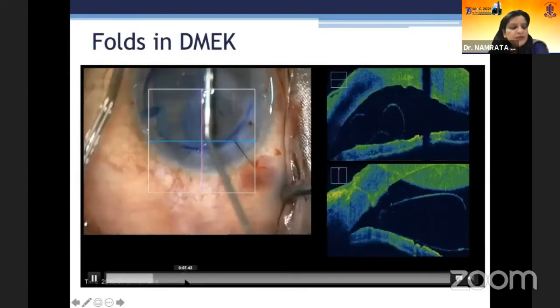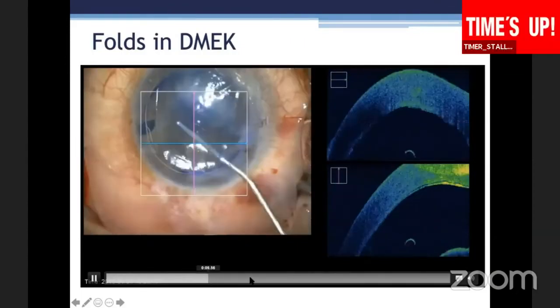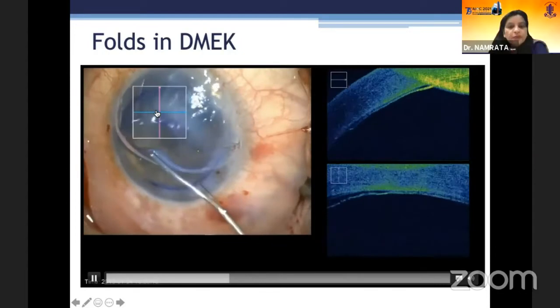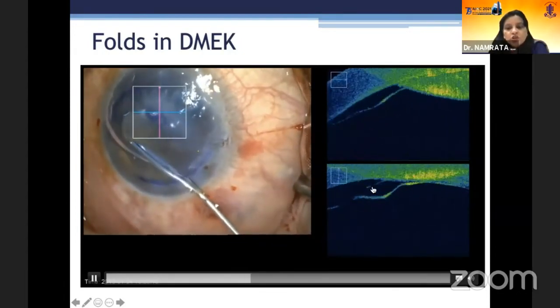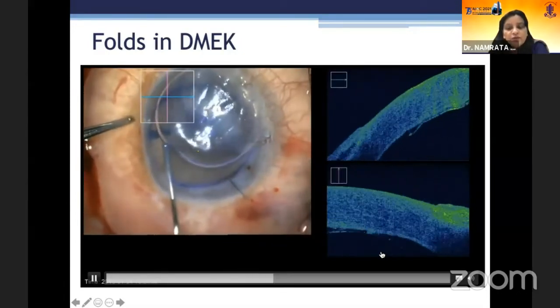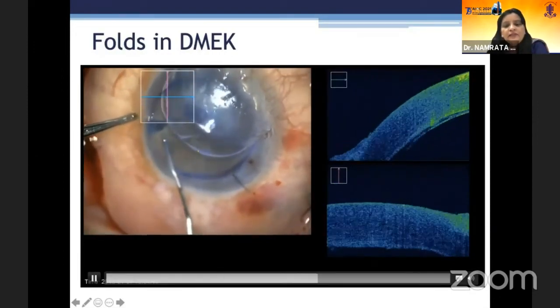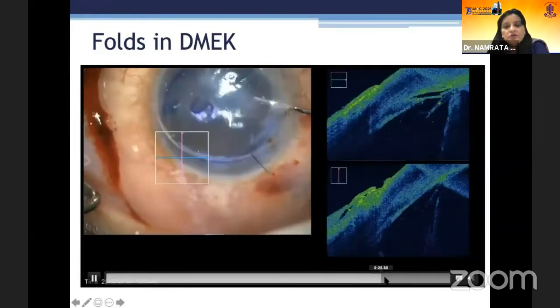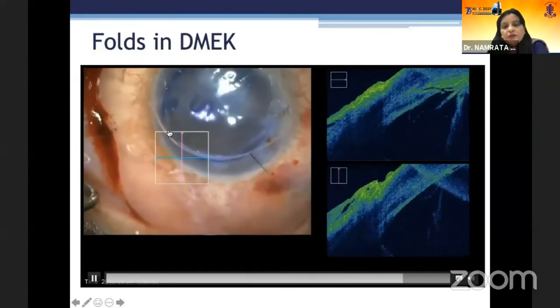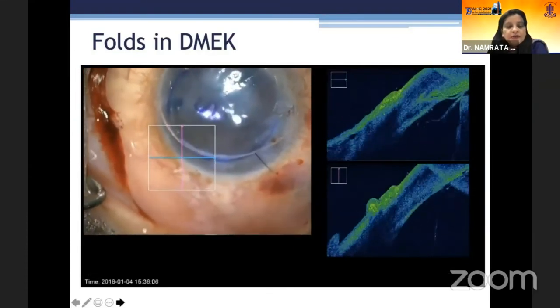Again, very useful, especially when you have folds which are present, like in this case, the air bubble was put, there is a fold there. So by looking at it, you can actually redirect the fluid in such a manner that the fold unfolds and then you can put the air bubble. So this fold has now disappeared.